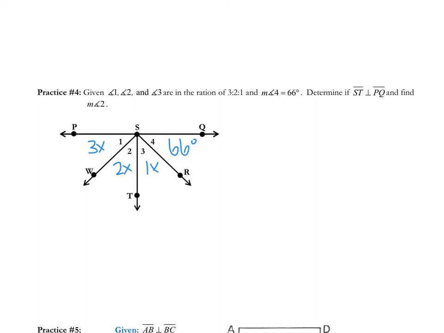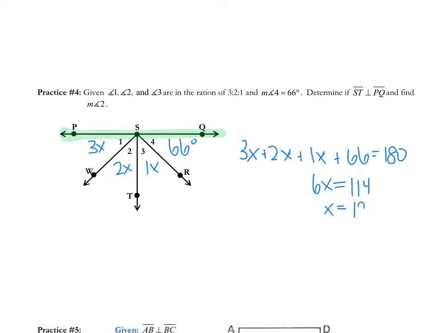So first, notice that all 4 angles make a straight line, a straight angle. A straight angle adds up to 180 degrees. So we're going to take all 4 angles and add them up to 180 degrees. So we have 6x equal to 114, x equals 19.